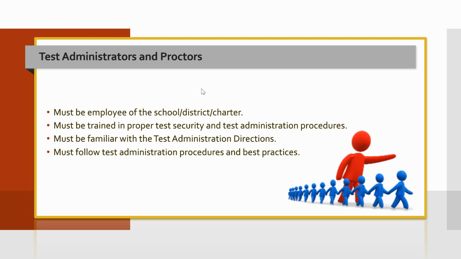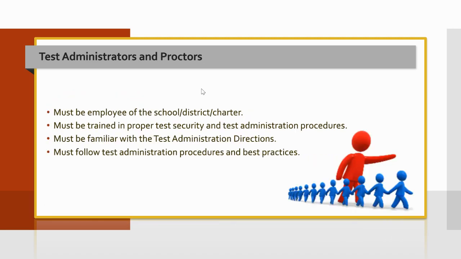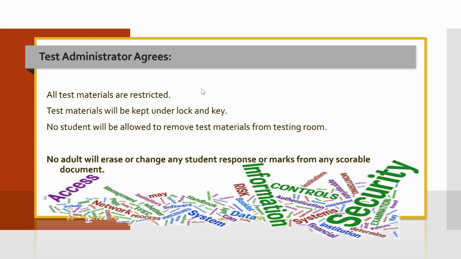You can't access your phones, all electronics off. There's no need to have anything else on your desk. If you have a paper-based test, you have the paper booklet in front of you and the answer bubble sheet. If you have the computer-based test, you just have a computer in front of you. And you must follow the best procedures and practices that are included within this video.